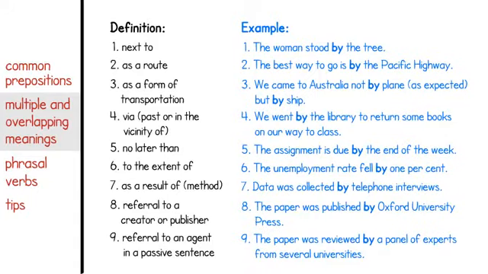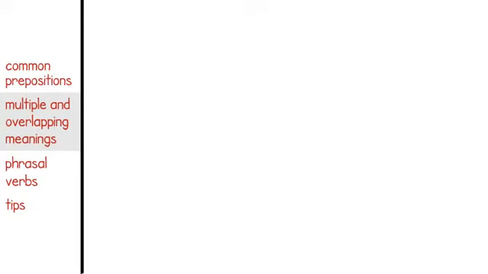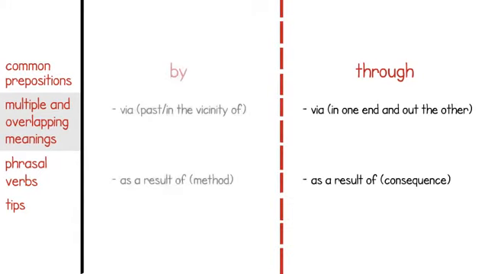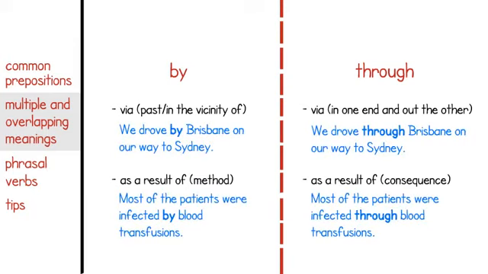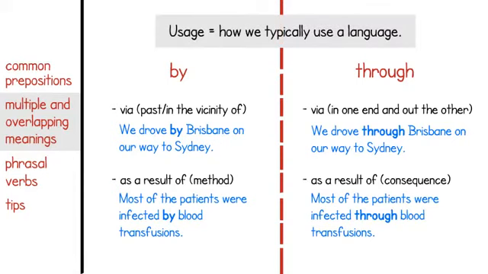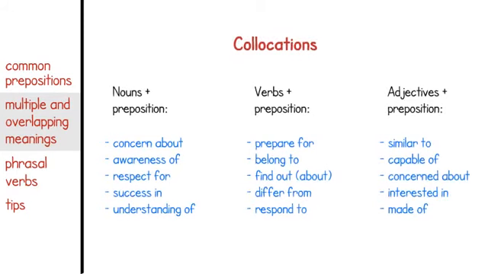Another cause for confusion when using prepositions is that their meanings often overlap. When you compare the definitions of through with those of by, for example, you can see that some of the meanings are very similar. Which one to choose sometimes depends on its usage in the context. Usage means the way we typically use language and often depends on common collocations, such as the ones on your screen now. It is not necessarily about following grammatical rules.